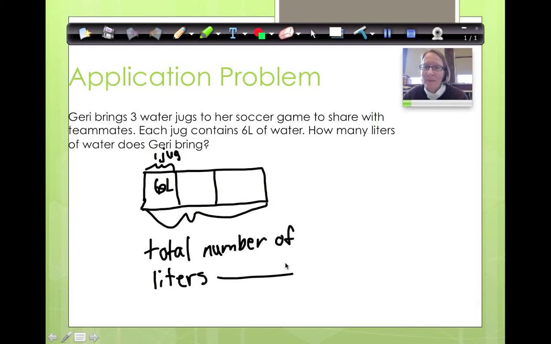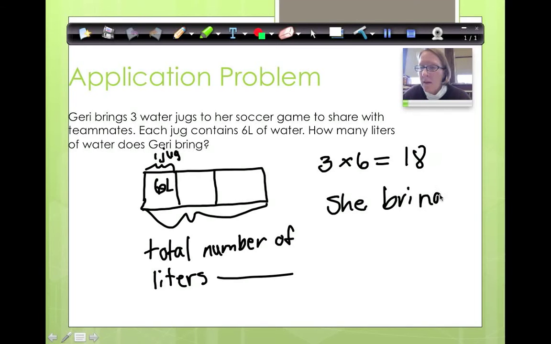Welcome back. How many liters of water does Jerry bring? Well, we've got 6 3 times, or 3 groups of 6. Okay, so if it's 3 groups of 6, what is my answer? 18. 18 what? She brings 18 liters to the game. Okay? Now make sure that we write 18 liters. We don't just say 18 because we might say, what, 18 frogs? That doesn't make any sense. All right, here we go.